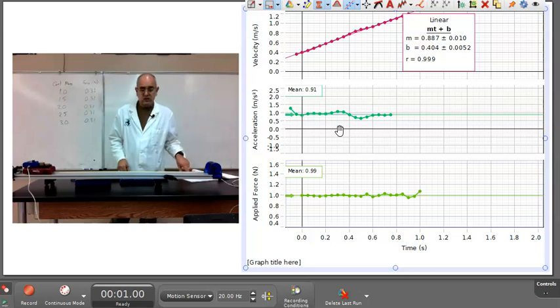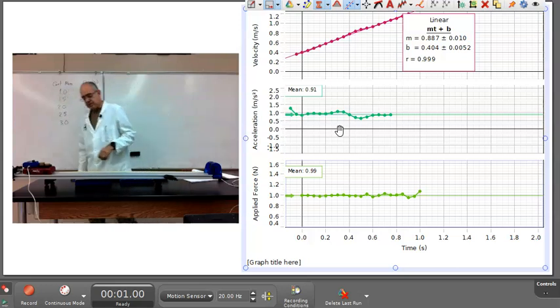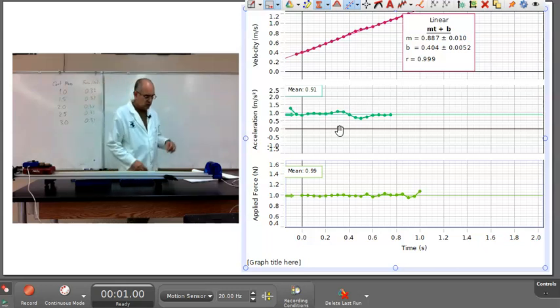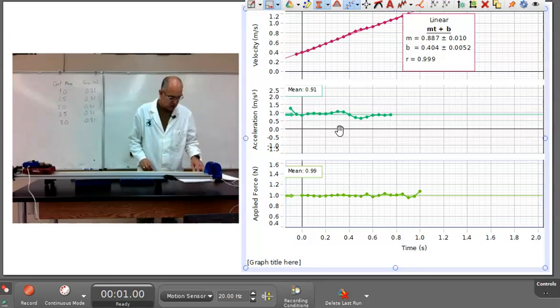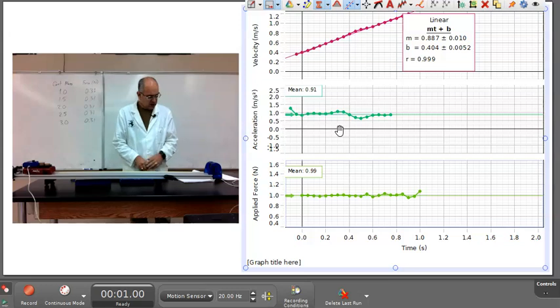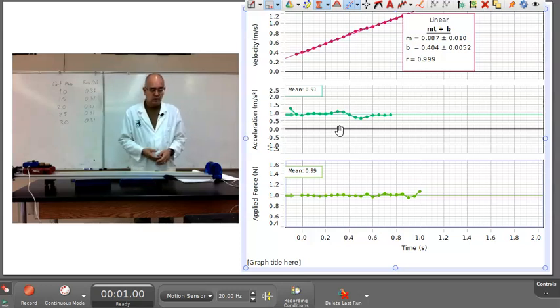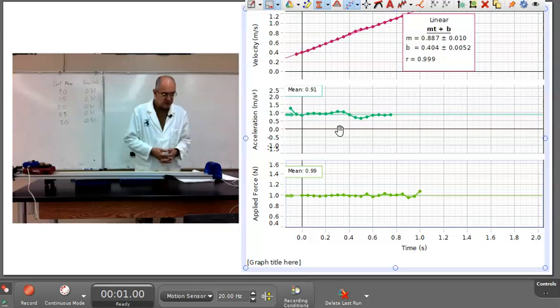And the hanging mass turned out to be 115 grams, 0.115 kilograms. Now, how close is your result to the expected value of the acceleration, 1 meter per second squared? And it's close. It's certainly consistent that if we add force, we should get greater acceleration. But what are the uncertainties?